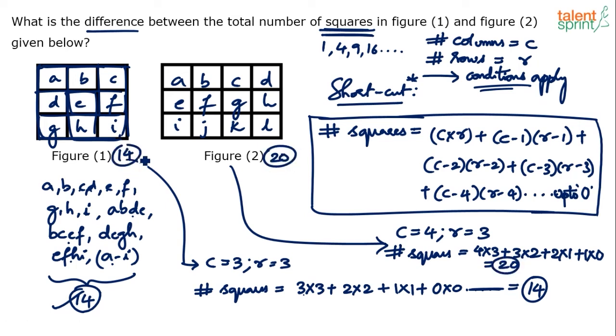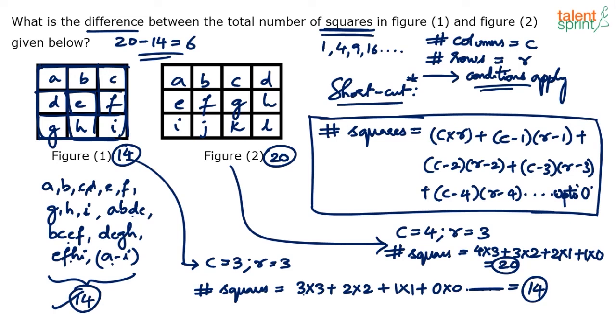The number of squares in the first figure is 14. He's asking us to find the difference. The difference will be 20 minus 14, which is equal to 6. So the final answer to this question will be 6. But it all depends on counting the number of squares. Similarly, let's say he asks you to count the number of squares in a chessboard. A chessboard has 8 rows and 8 columns.